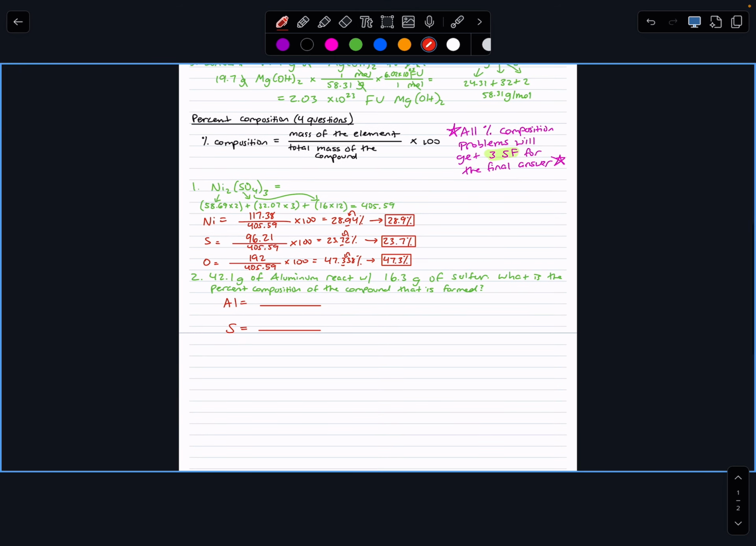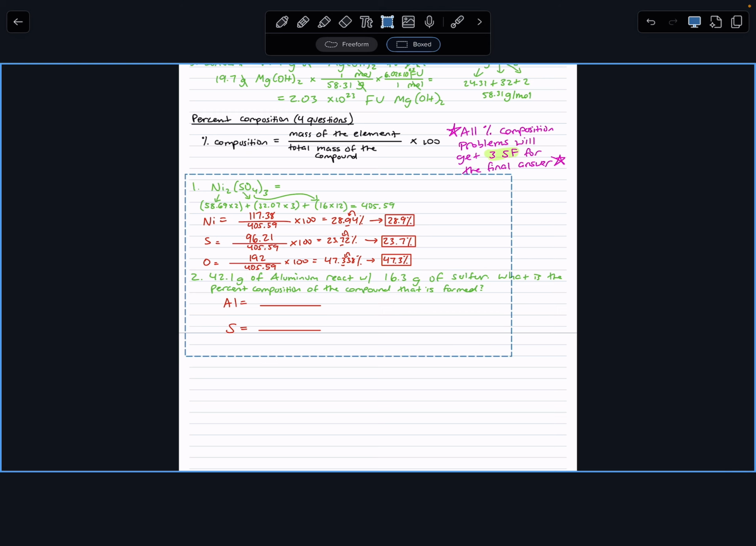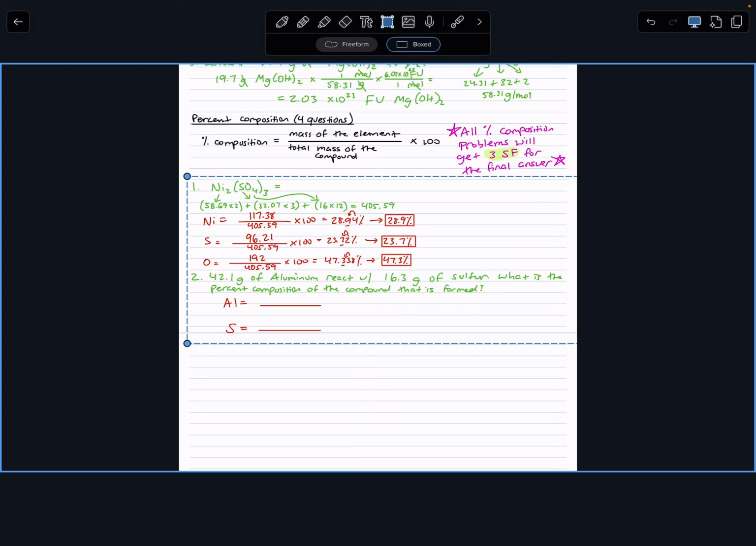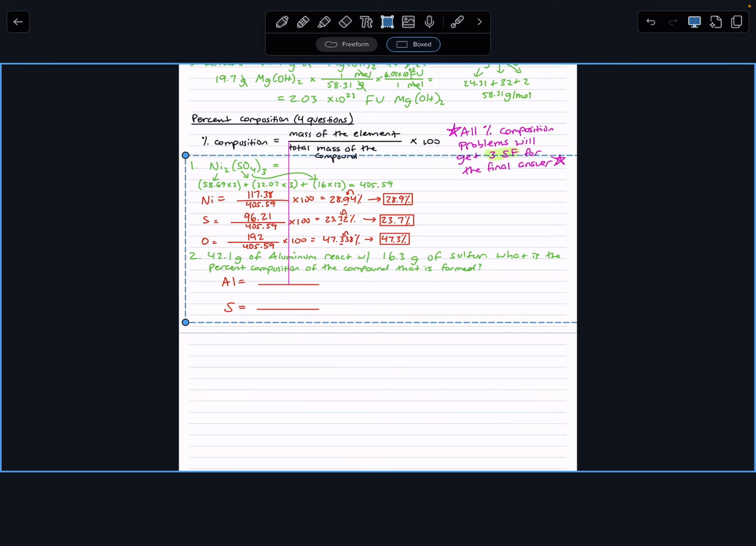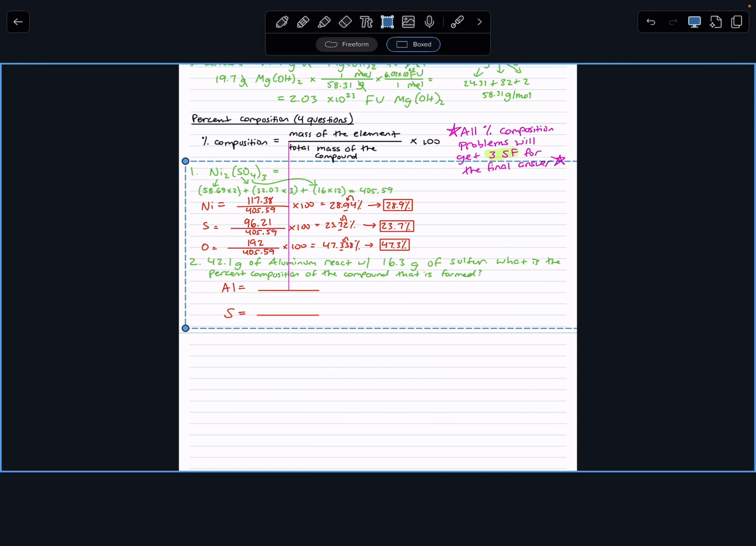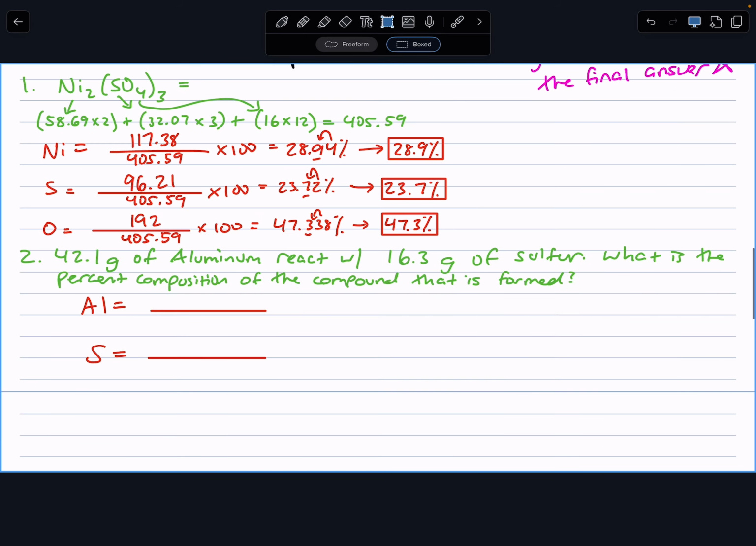Which part do I know? If I look at the problem, I just see it automatically without having to do any calculations. Yeah, 42.1 grams, the mass of the element aluminum. Good. So what does that mean? That goes on top. So the 42.1 grams of aluminum will tell me the mass of aluminum. And then 16.3 of sulfur, that will go to the bottom.